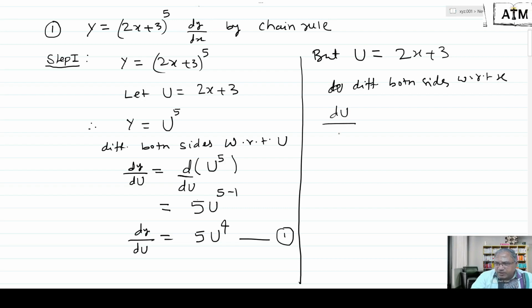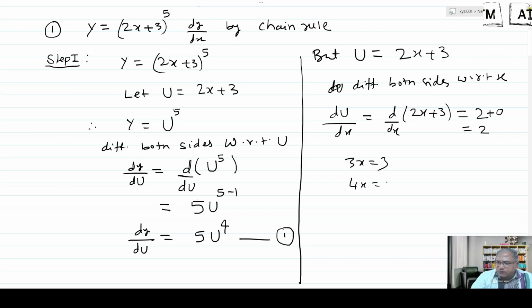So we write du by dx equals the differentiation of 2x plus 3 with respect to x. The derivative of 2x is 2, and 3 is a constant. Therefore the derivative of 3 equals 0, that is 2 plus 0, which equals 2. Here the derivative of 2x is 2, the derivative of 3x is 3, the derivative of 4x is 4, the derivative of nx is n. You remember this one.